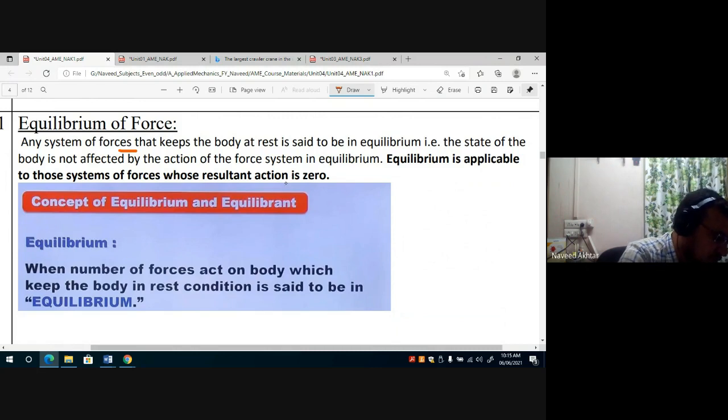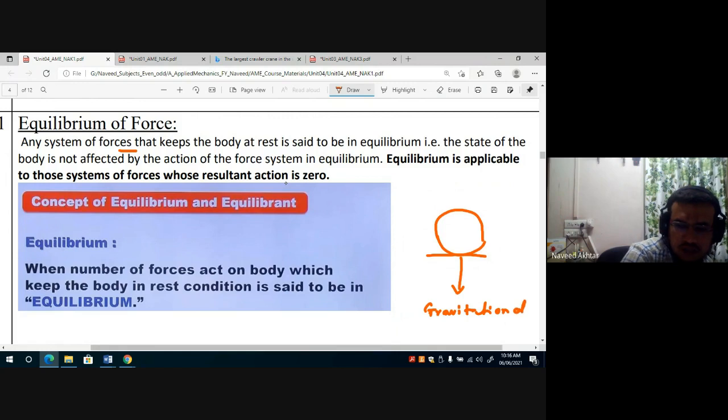Like the ball example we saw earlier in the first unit, the ball is resting on the ground, it is not moving, so there is the gravitational force, and simultaneously the normal force is exerted by the ground, that is the normal force.